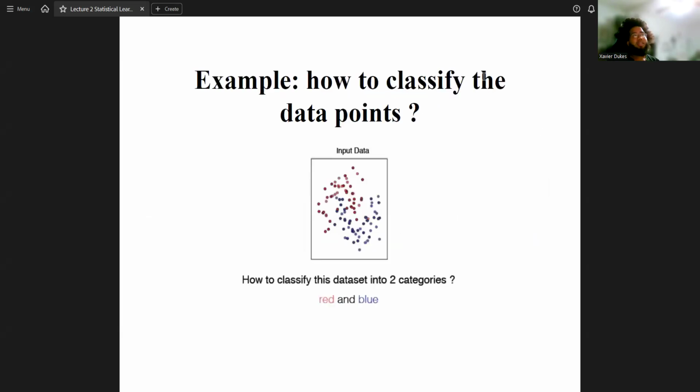Example: how to classify the data points. Take a second. How would you classify this data set into two categories, red and blue? How can we draw a best fit line that accurately represents two sides? You'll notice that there's some intersection between red and blue, but how can we deal with those outliers? How can we deal with the blending in the middle?